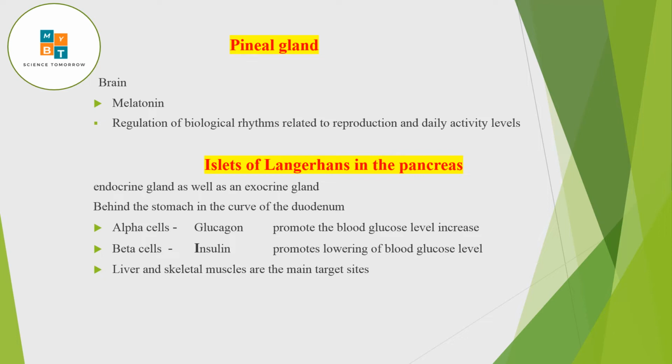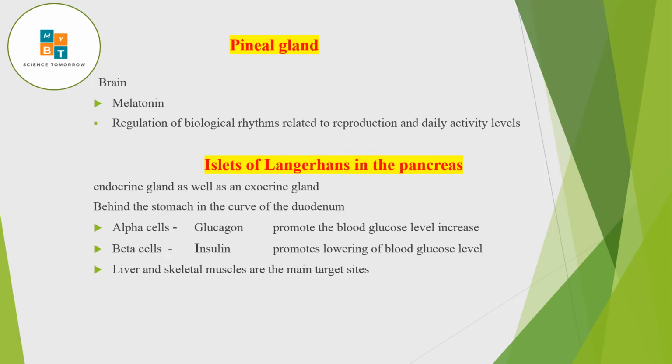Glucagon will increase the blood glucose level, and beta cells will lower the blood glucose level through insulin. Beta, insulin, B. Keep remembering this very well, otherwise we will mix the two.